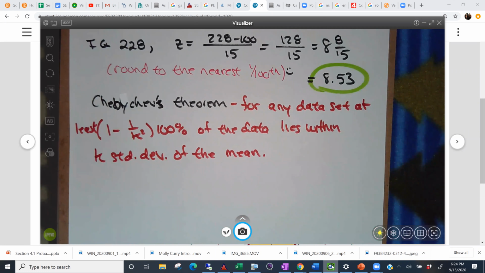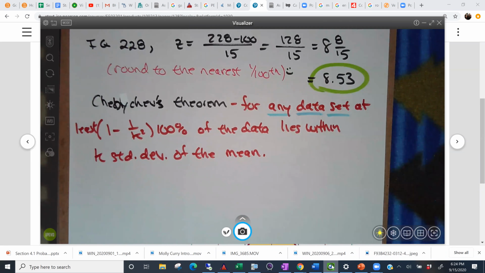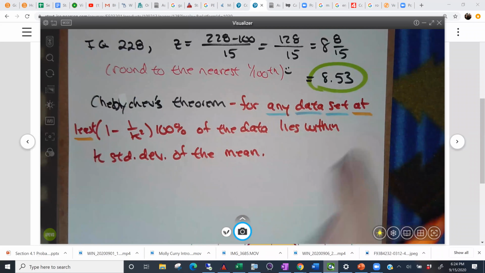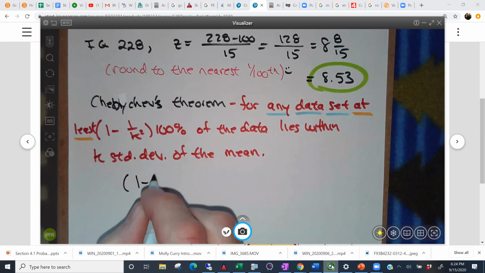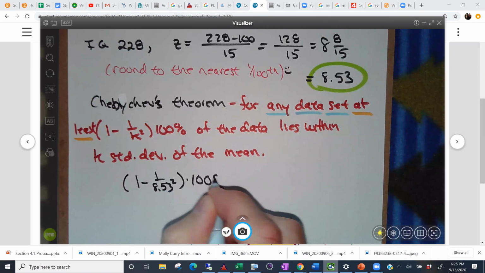Let's see how this would do in Chebyshev's theorem. Now, the nice thing about Chebyshev's theorem is that it works for any data set. It doesn't have to have a normal distribution. And you're going to get at least this percentage of data. Probably a lot more, because this is like a worst case. But for Marilyn, it's going to be 1 minus 1 over 8.53 squared times 100%.